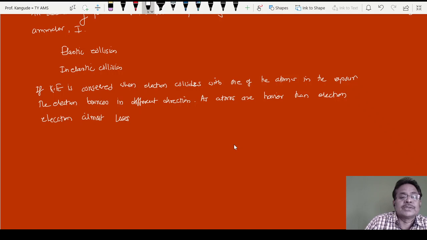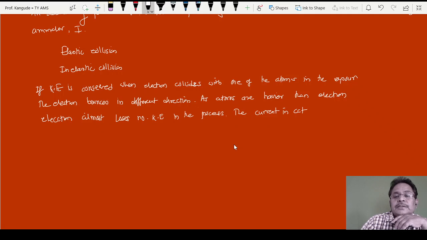The electron loses no kinetic energy. This is an elastic collision, therefore there is no loss of kinetic energy in the process. Okay, and therefore the current in the circuit goes on increasing.